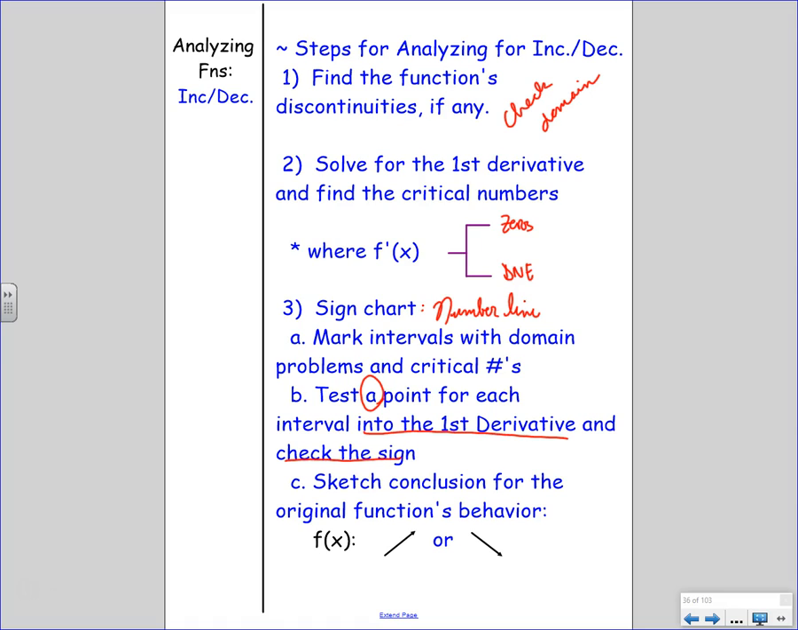And then sketch the conclusion for the original function's behavior. Right now, we're just going to sketch with straight lines, going up or going down. Once we get to section 3.4, we can check concavity, and so we can know not only is it going up, but is it going up in a concave up fashion, like a smile, or concave down? That will definitely add to our ability of graphing. But right now, all we're going to do is straight line up or straight line down, because we haven't talked about concavity, and we can't really talk about it until we finish this section first.